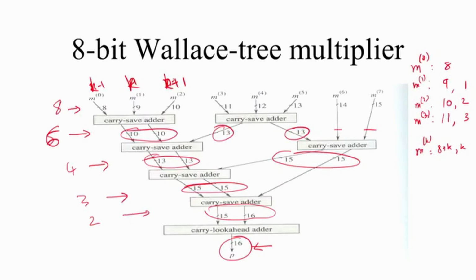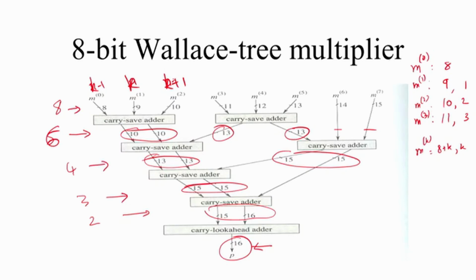So from that, you see that 8, 9, 10 will give me 10, 10, 11. 12, 13 will give me 13, 13, 14, and 15 is there. Now this 10, 10, 13 will give me 13, 13, this will give me 15, 15, and then I add this and I get this. Okay. So finally I get a 16-bit number as an answer, right.